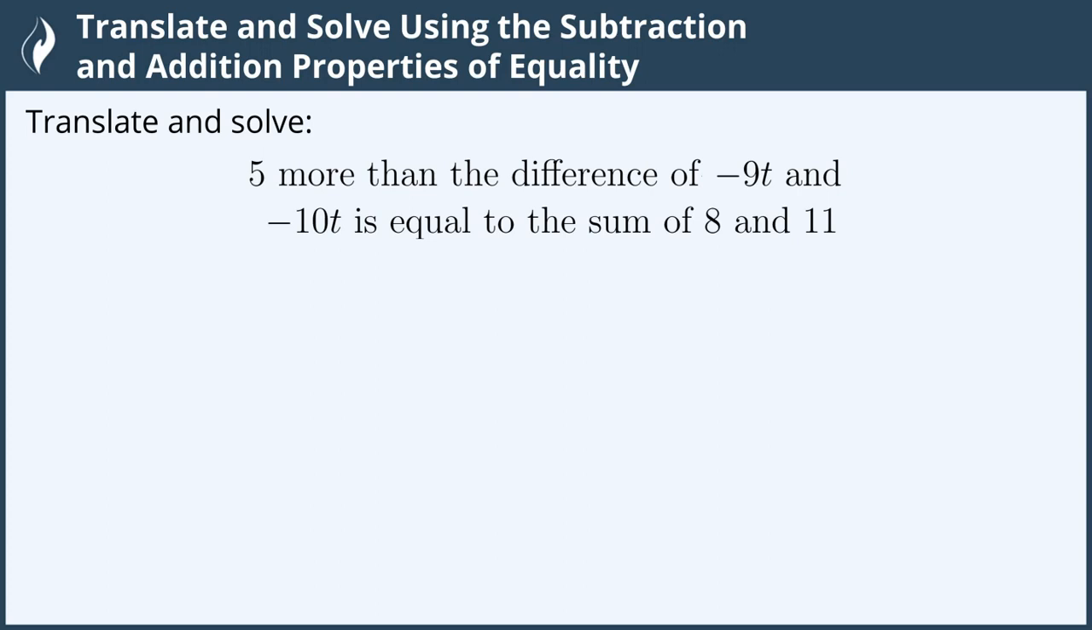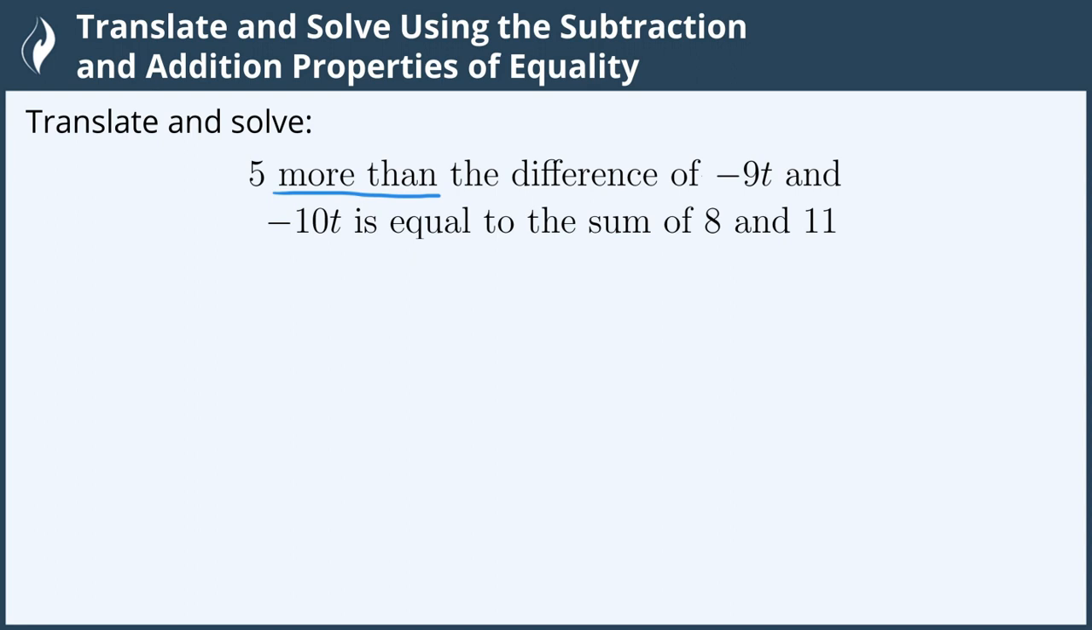Hi everyone! In this video, we will translate and solve using the subtraction and addition properties of equality. Translate and solve. 5 more than the difference of negative 9t and negative 10t is equal to the sum of 8 and 11. Here we have this tricky phrase, more than.